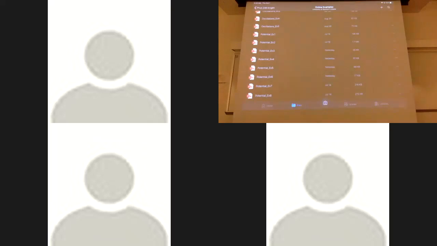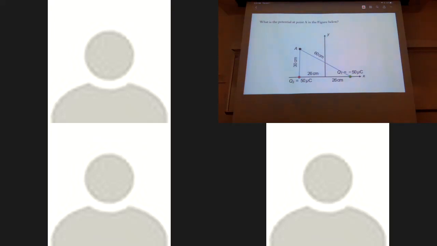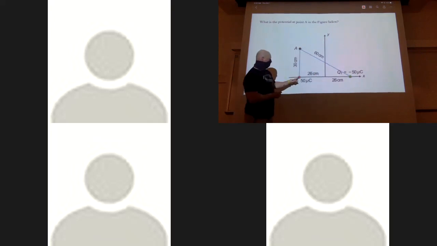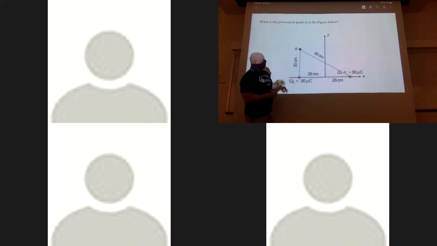So let's do an example. This is example 7. What is the potential at point P in the figure below? Here I have two charges. I have one charge of minus 50 microcoulombs at a distance of 26 centimeters away from the origin. And the second one, the same distance, 26 centimeters away from the origin, has a charge of positive 50 microcoulombs. I want to know what is the potential here at point A, a distance 30 centimeters above Q2. So that other one is a distance of 60 centimeters.